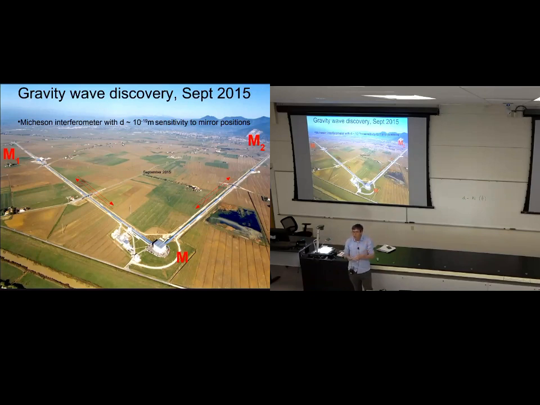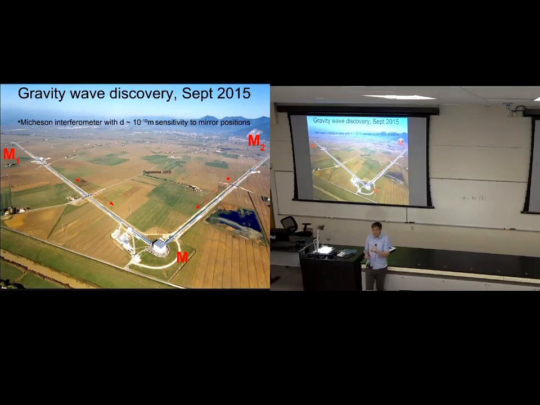And confirmed Einstein's theory of gravity and space and time. So 10 to the minus 19 meters. Think about that. How big is the size of an atom? An atom is small, but an atom is 10 to the minus 10 meters. So this is a billionth of the size of an atom.